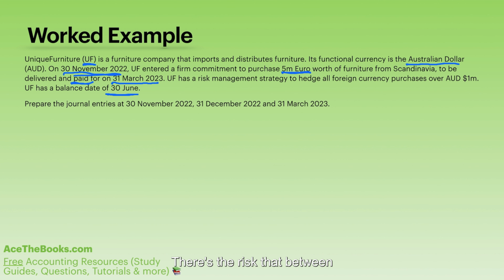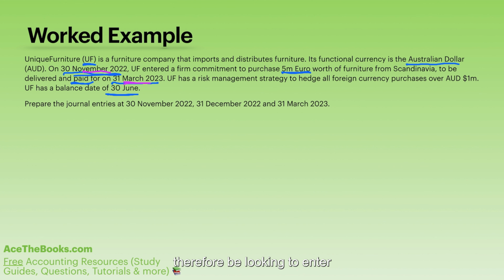There is the risk that between the 30th of November 2022, which is when we entered into the firm commitment, and the 31st of March 2023, which is when UF is required to actually make the payment, there may be adverse movements in the Australian dollar to euro dollar foreign exchange rate. In other words, the Australian dollar equivalent of the $5 million euro payment is going to be different at the 30th of November 2022 and the 31st of March 2023.